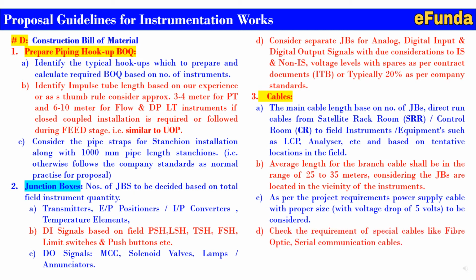D. Check the requirement of special cables like fiber optic, serial communication cable, etc., because the estimation of type of cables and their specific length, particularly for the branch cable and main cable, will decide the cost for the cables and laying activities.